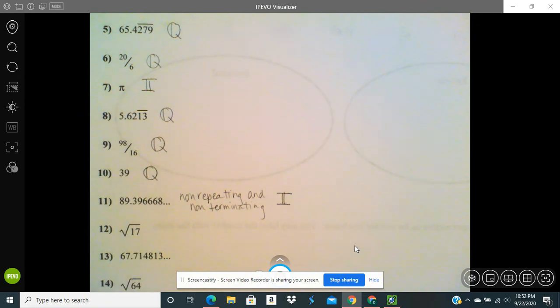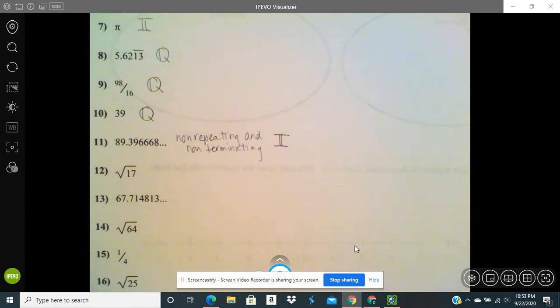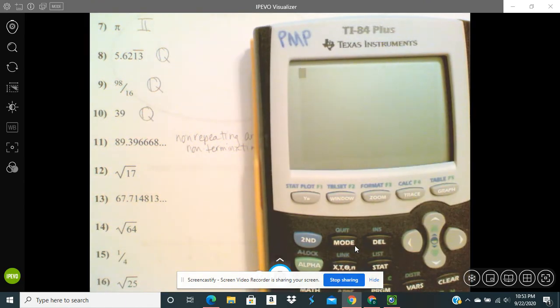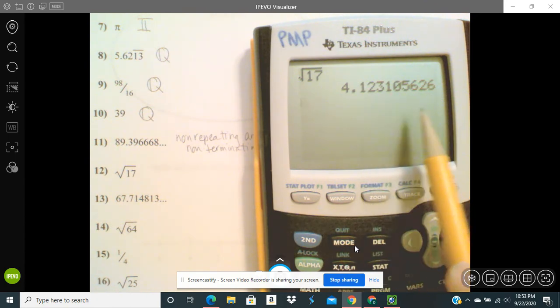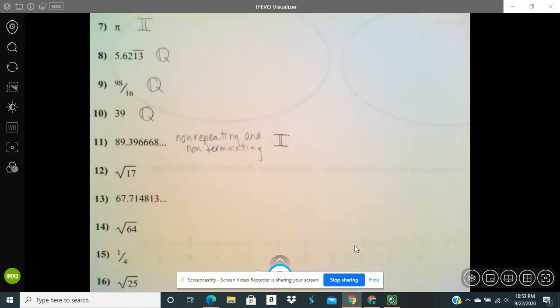The square root of 17. I know the square root of 16 is 4, but the square root of 17, I'm going to get a whole bunch of decimals. If you don't believe me, let's actually look at it. I have my handy TI calculator right here, and I want to find the square root of 17. This is just a set of some of the decimals. I don't know what the next number is going to be, so this is going to be irrational.